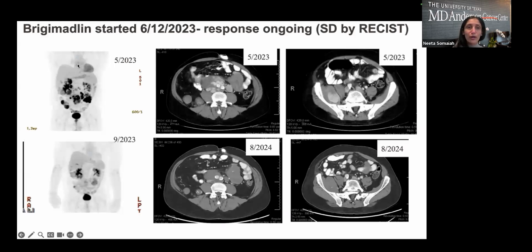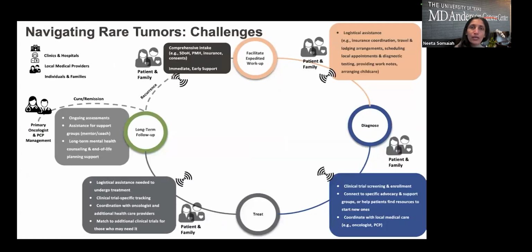And I'll just show you this image. This is when he started out in May of 2023, and this was just basically 4 months later. You can see the PET active disease really shut down with brigamadilin here, and he still continues with this response even now.